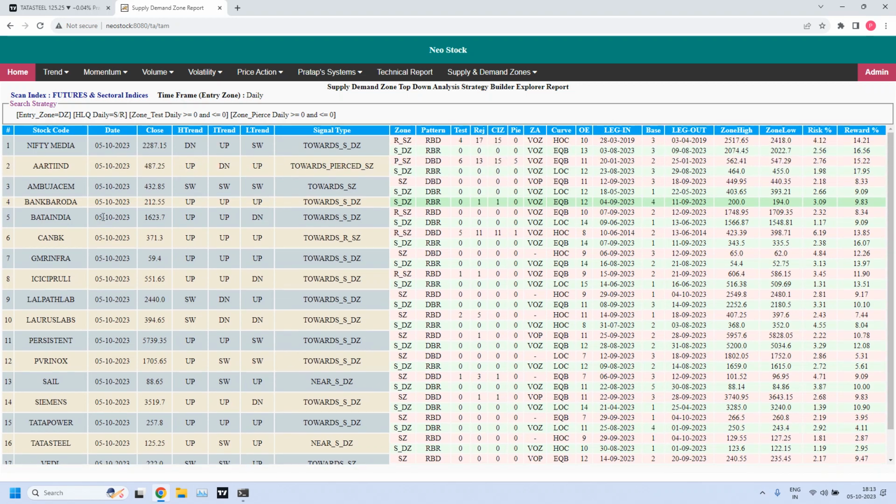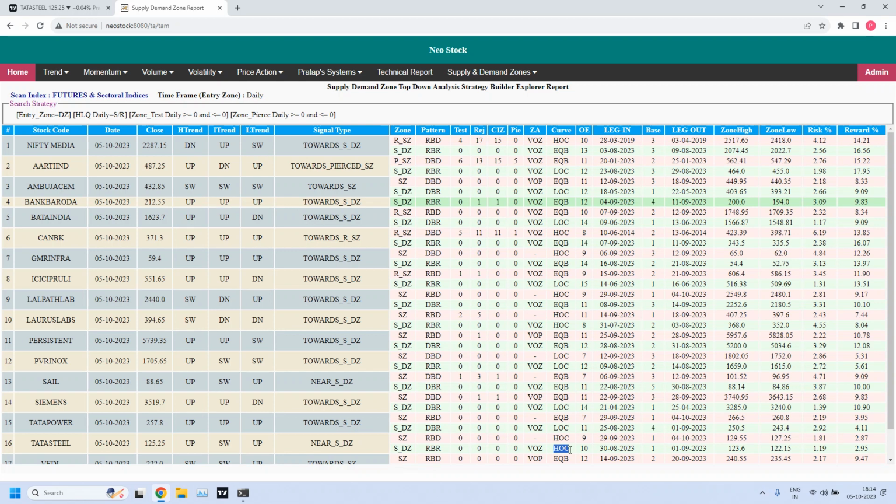Is it possible to filter further? Yes. Sometimes you may think, if it is a demand zone, having the demand zone either at equilibrium or low on the curve will give better results than having the demand zone at high on the curve. Is there any demand zone at high on the curve? Yes, look into this demand zone.